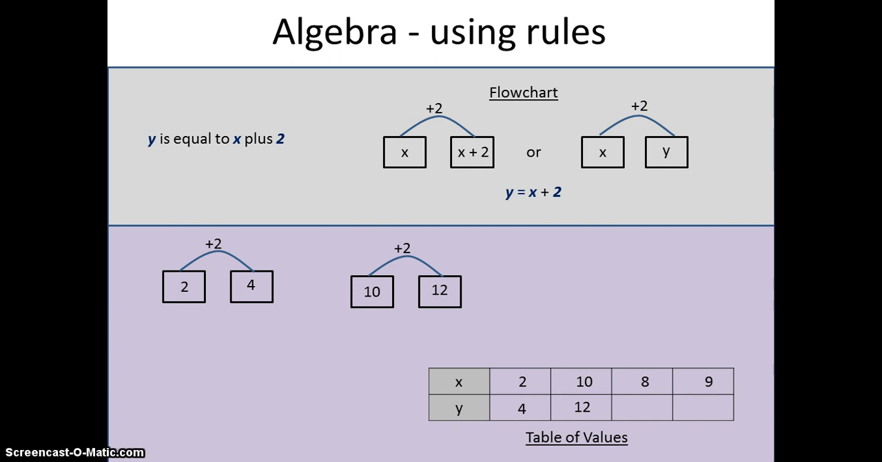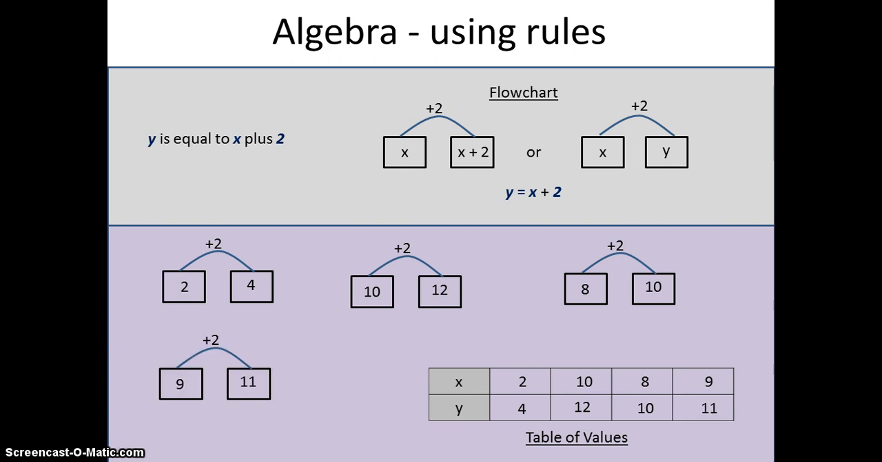Our third example, we have x equal to 8 and again we add 2 to it, we get y equals 10. And our final example, x equals 9, add 2 to that and we get a value of y equal to 11. As you can see that all those results are now recorded in our table of values.